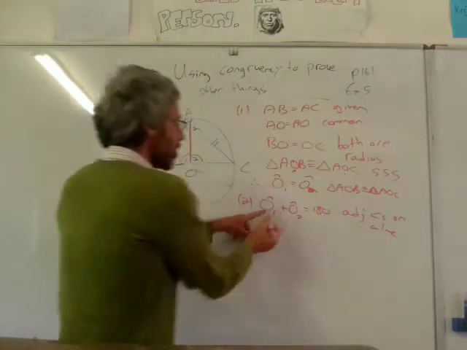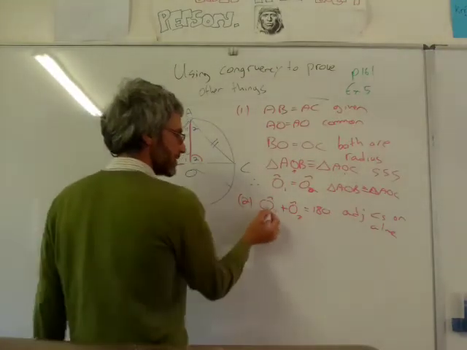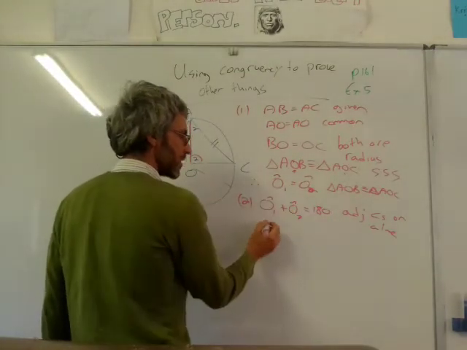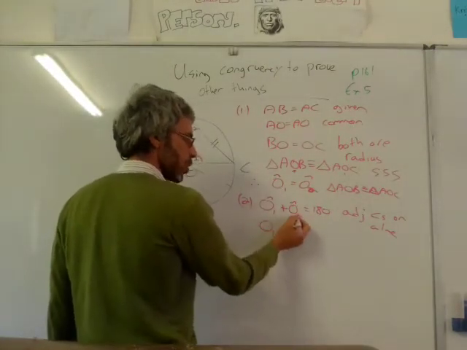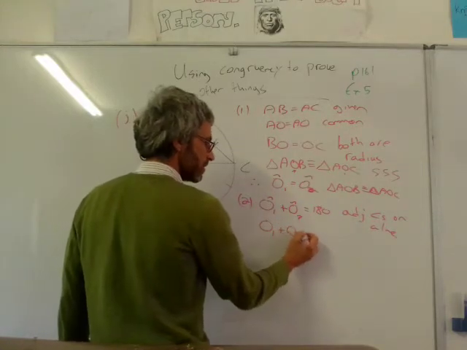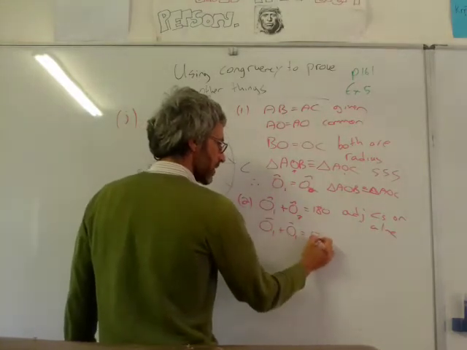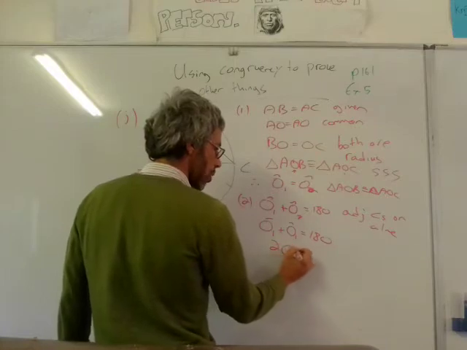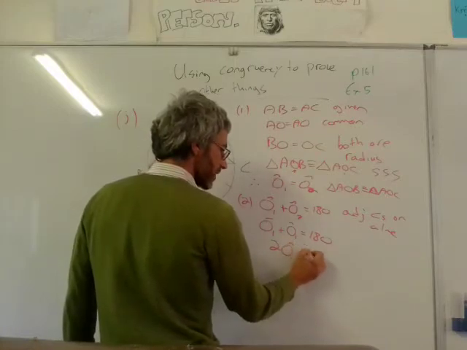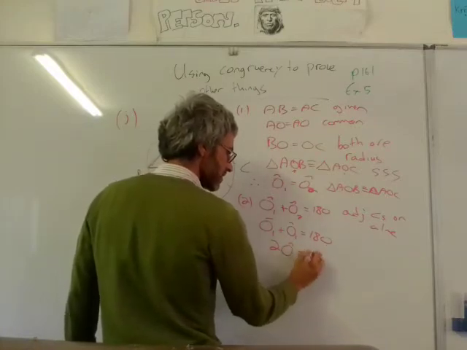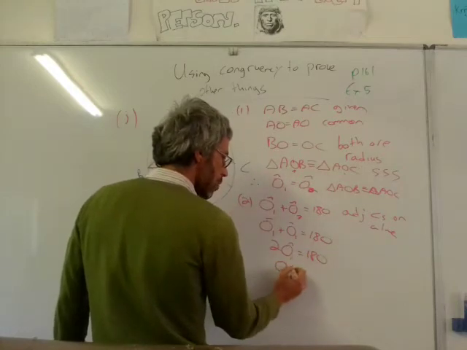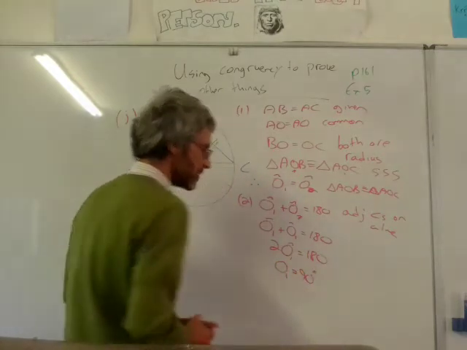Okay? But I know that O1 is equal to O2. So instead of O2, for example, I can write O1. I'm going to write another O1 instead of O2. Okay? That's equal to 180. That means 2 O1 equals 180, and that means O1 is equal to 90 degrees.